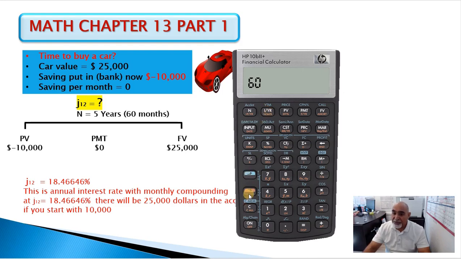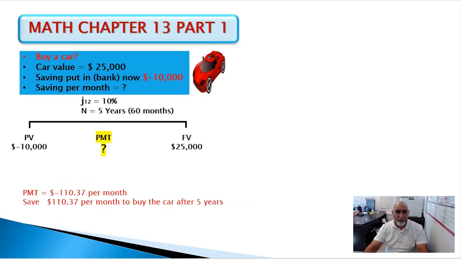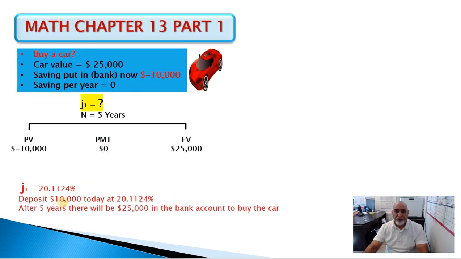And be careful when you're looking for interest rates, pressing second nom doesn't work in this calculator. PV is 10,000, 0 for payment, and 25,000 for FV, and our interest rate is 18.46. You notice here we want to go from 10,000 to 25,000 in 5 years. This J12 came out to be 18.46, but when we calculate J1 here, it came out to 20.